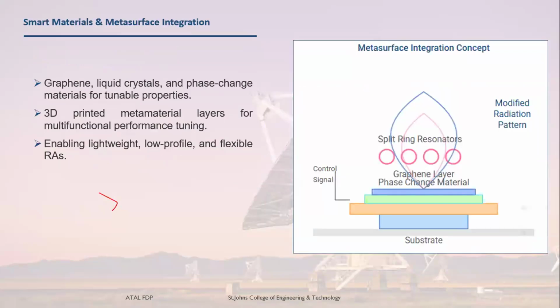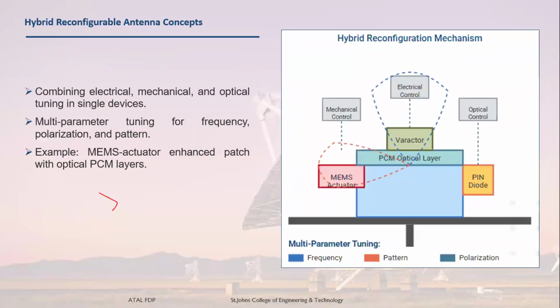You can combine all these things, whatever we spoke about, like frequency, pattern, and polarization, through electrical, optical means. I use PCM optical layers. PCM means phase change materials. I can use MEMS. I can use mechanical control so that hybrid reconfigurable antennas can be possible. It is possible to change the frequency. It is possible to change the pattern. It is also possible to change the polarization in a single antenna. This is multi-parameter tuning.